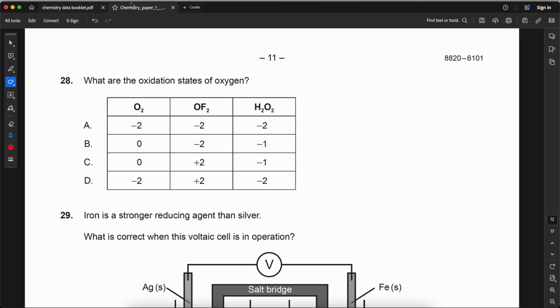What are the oxidation states of oxygen? This is a free element, so that would be 0, so between B and C. In OF2, F is negative 1 each, so O will be positive 2, so C. Let's check this one. This is plus 2, negative 2, negative 1 for O only, so the answer is C.